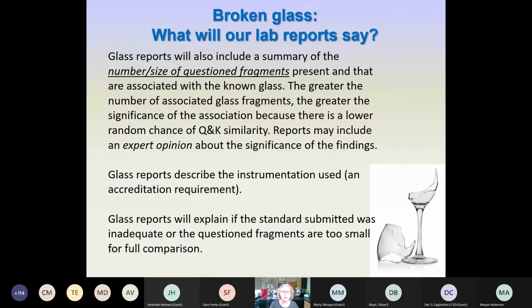Glass reports will also include some of the specific details about what evidence we collected, what we saw. It will list our instrumentation. You may see an expert opinion about the significance of the findings, and we'll also list on the report if there was some issue that caused problems with the standard, or if the question fragments were too small to be fully compared.